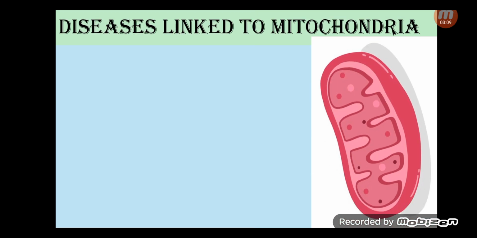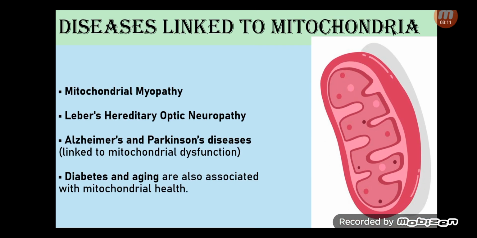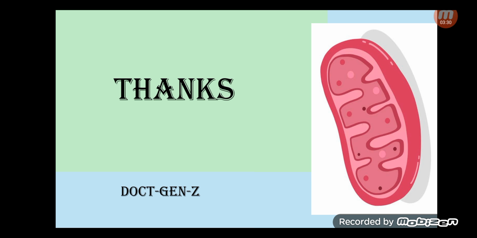Now we will talk about the diseases that are linked to mitochondria. The first one is mitochondrial myopathy. The second is Leber's hereditary optic neuropathy. The third is Alzheimer's and Parkinson's disease, which are linked to mitochondrial dysfunction. Then we have diabetes and aging, which are also associated with mitochondrial health. So this was all about mitochondria.